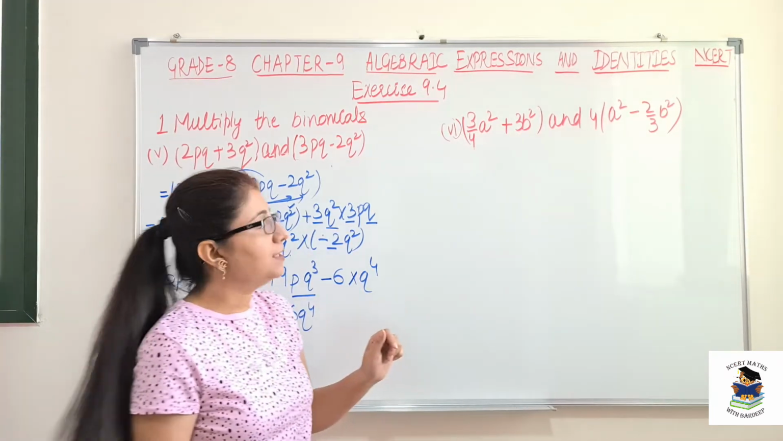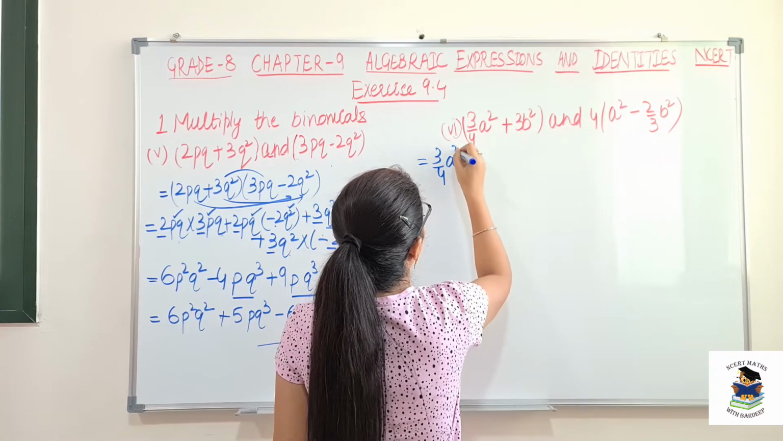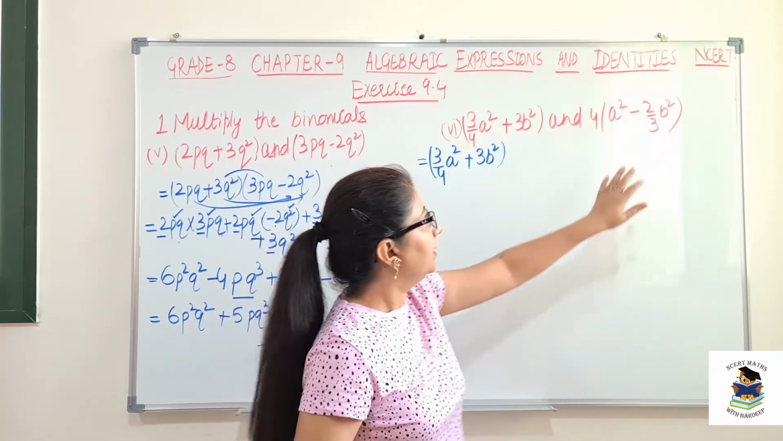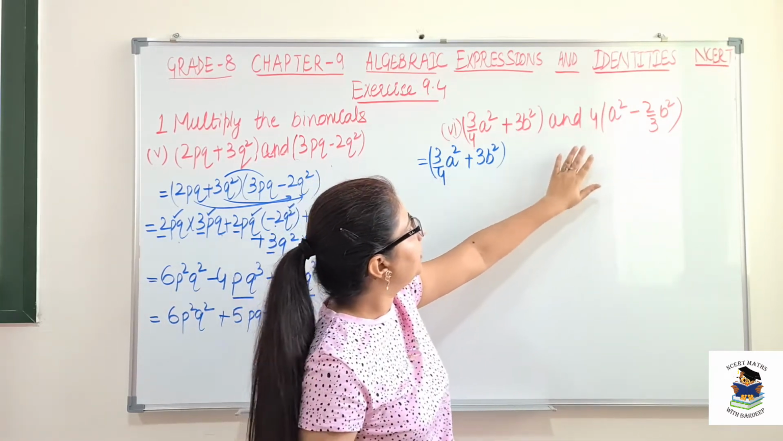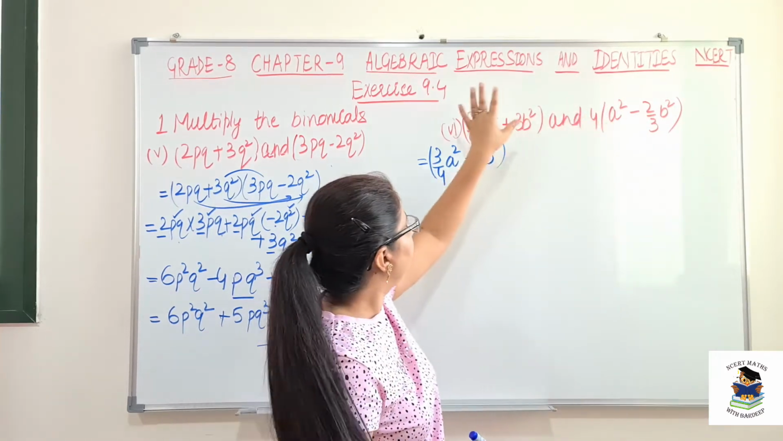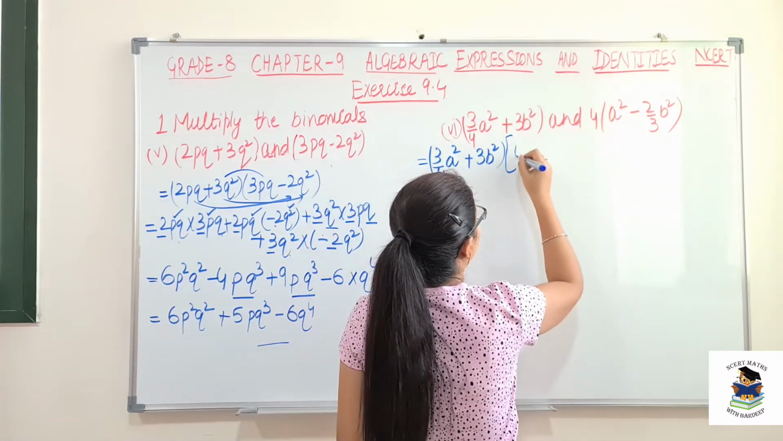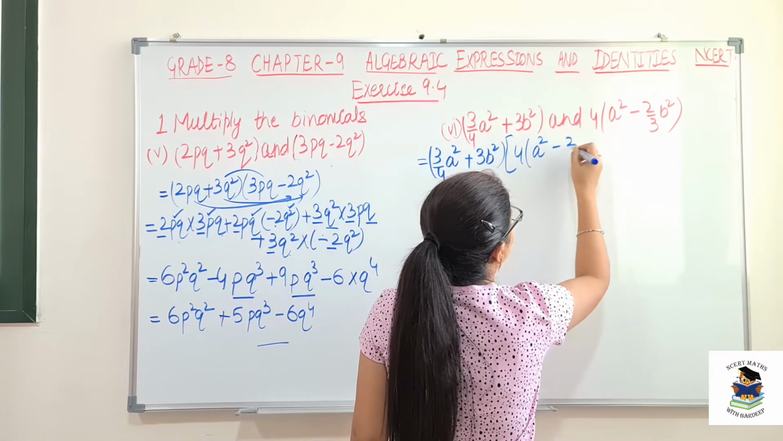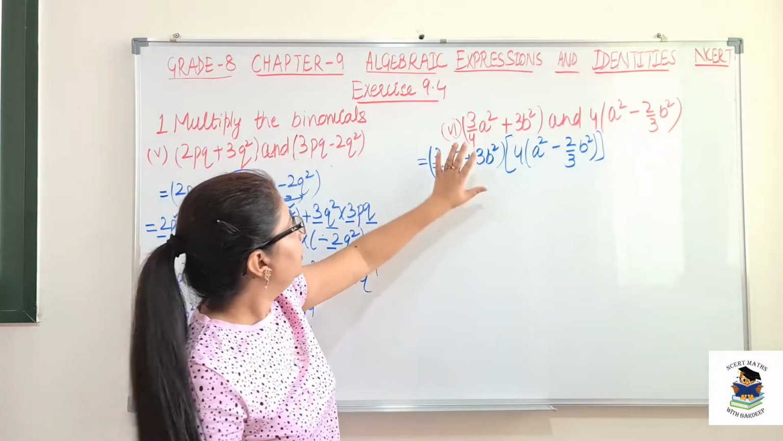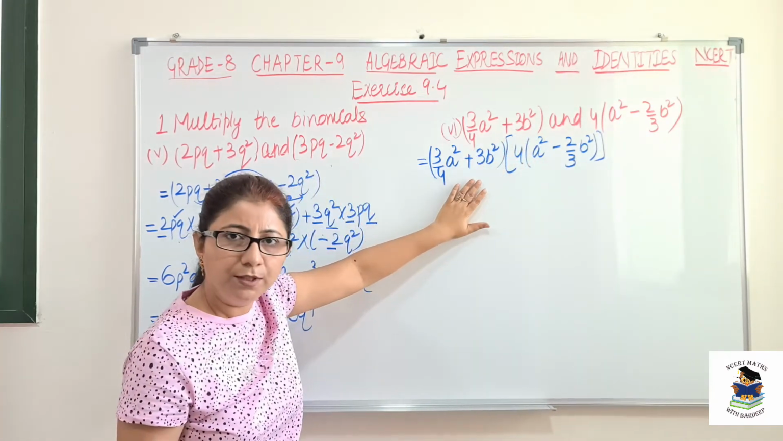So now let's see the sixth part. Here we have 3 by 4 a square plus 3b square. But see, here we have something different, that is 4 should be first multiplied with our binomial and the answer should be multiplied with this binomial. So that means we should first multiply 4. So I will write in separate bracket whatever our polynomial is. Okay. So I will not start with this. First I will solve this and then answer should be multiplied with this binomial.